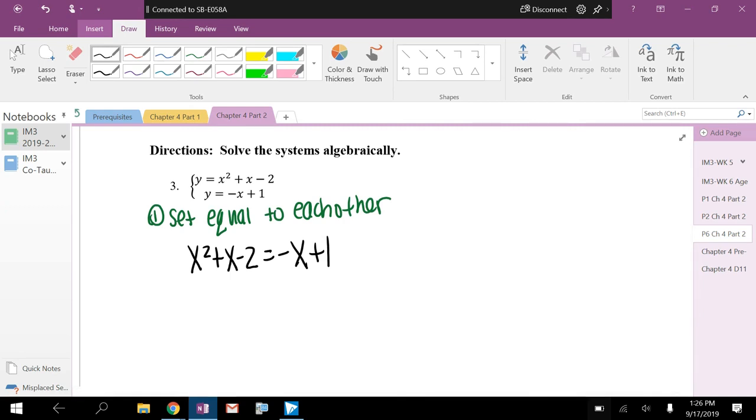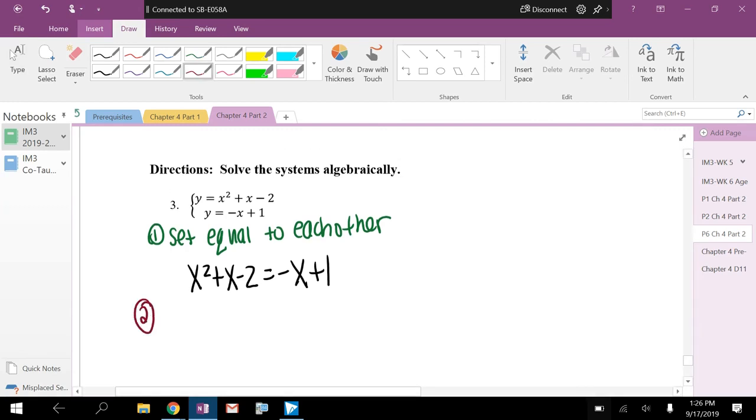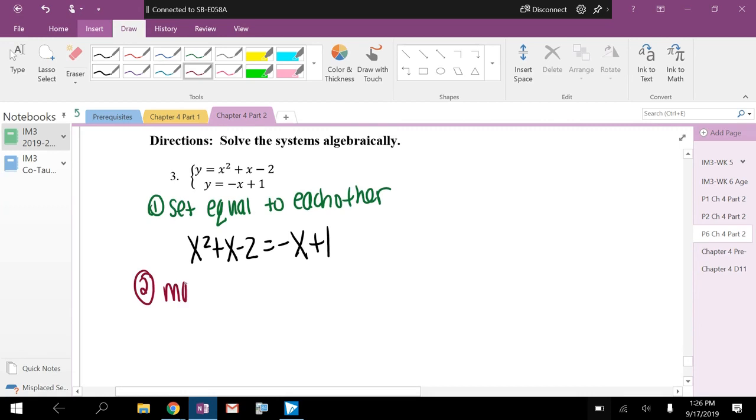Now the second step is to get one of the sides to be 0, so that you can factor from last week. Remember, math builds on each other. So we're going to be bringing factoring back today. I'm going to move everything from the right side to the left side of the equation so that one of the sides is equal to 0. Step 2, make one side equal to 0. Well, how would I do that? We have to move that negative x to the left side, and you have to move the 1 to the left side.